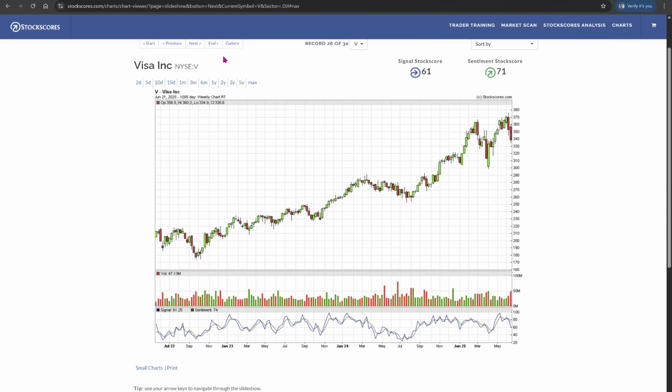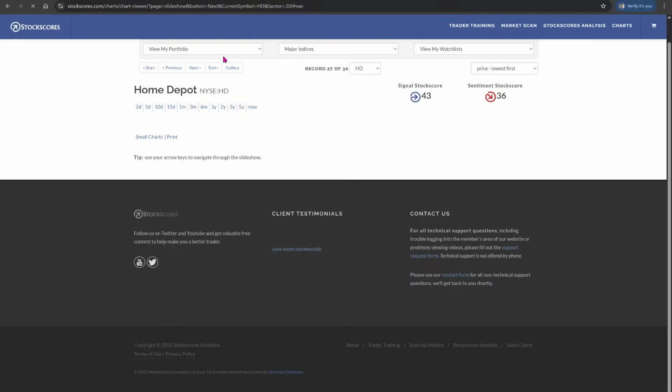Visa, good hold. I think a little bit extended right now. I would be more interested to be a buyer if it comes back to the trend line, somewhere around the 320 level. A lot of volatility lately shows investor uncertainty, but great upward momentum. And so it's at least a hold and perhaps a buy on weakness.